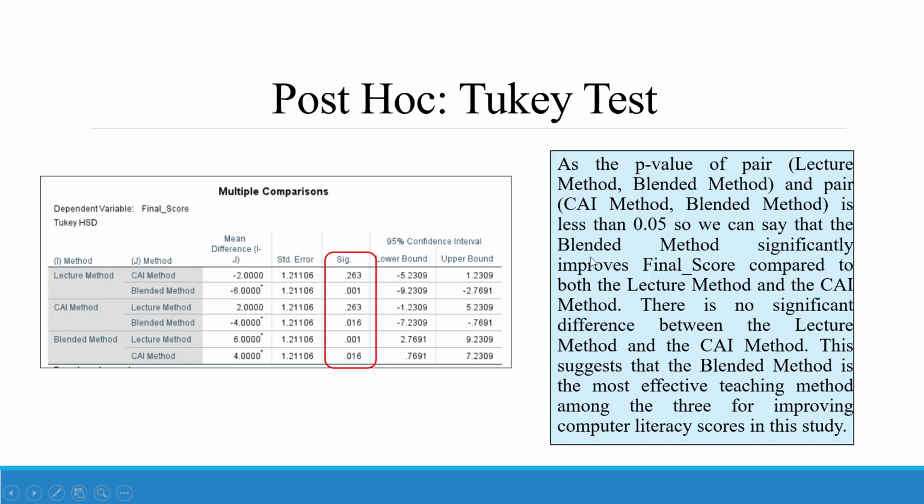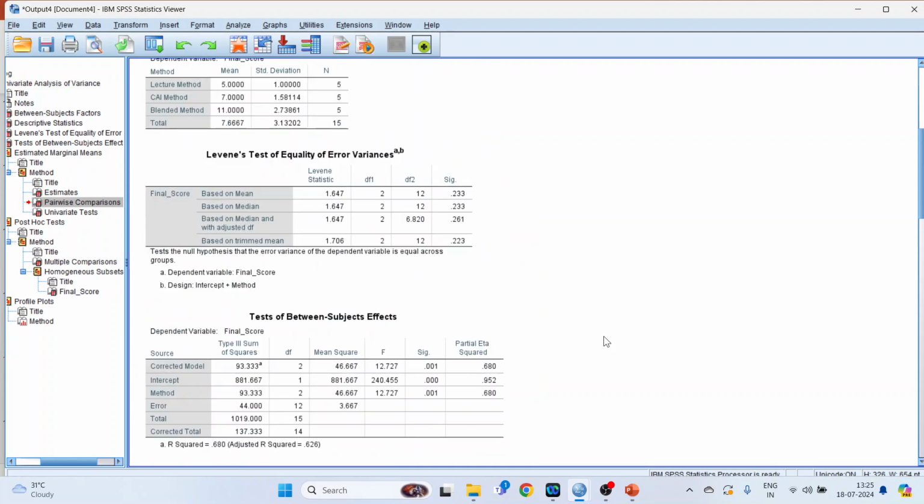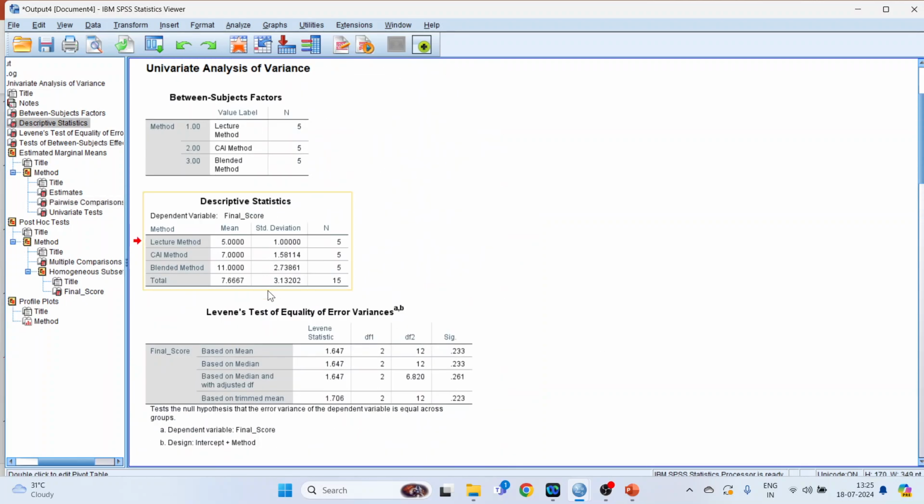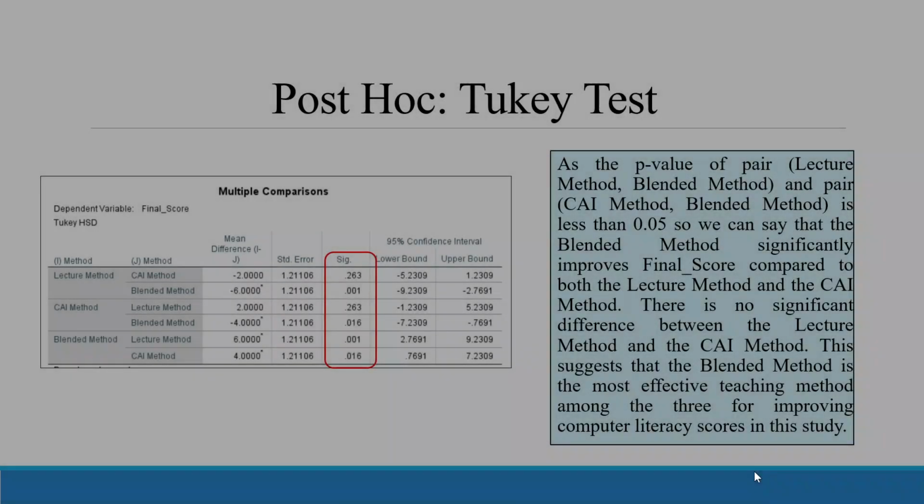Now how did we get this interpretation that the blended method is much better? I can get it from the descriptive statistics. See the mean score: blended method 11, CAI 7 and lecture 5. Okay. Let's proceed further.